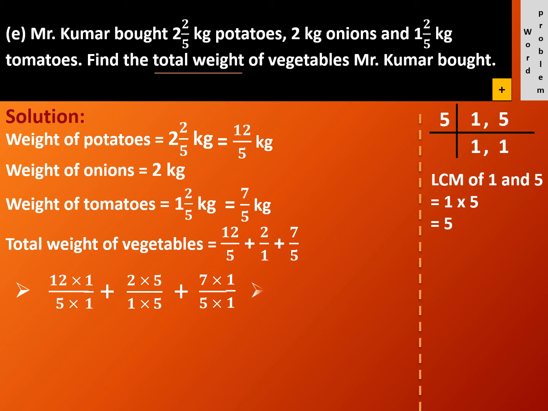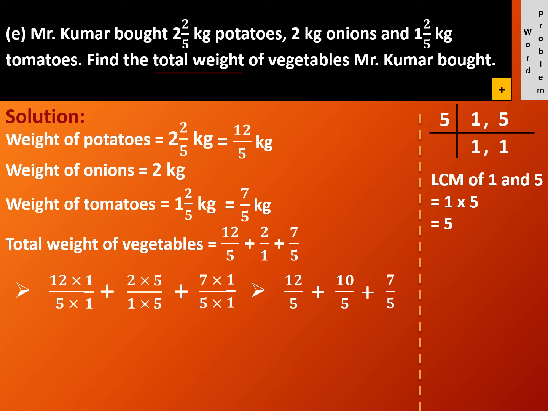So the first fraction is 12 upon 5. Then write the plus sign as it is. 2 5s are 10 and 1 5s are 5. So the second fraction is 10 upon 5. Then write the plus sign as it is. 7 ones are 7 and 5 ones are 5. So the third fraction is 7 upon 5.